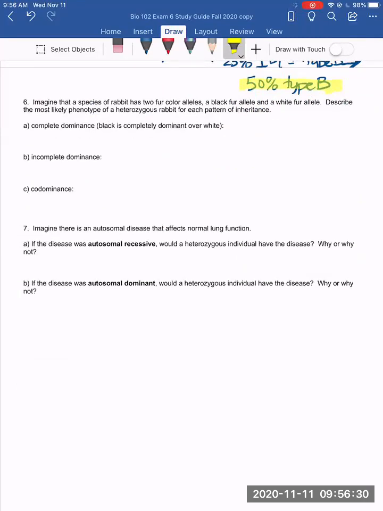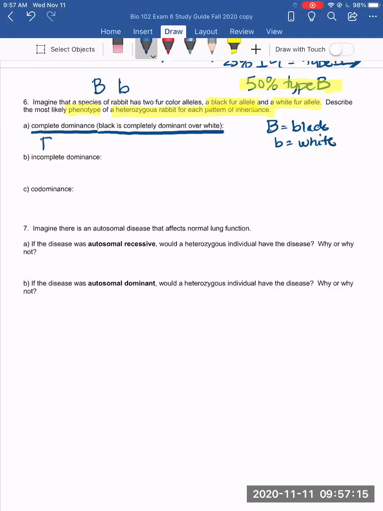Number six, imagine that a species of rabbit has two fur colors, black fur allele and a white fur allele. Describe the most likely phenotype of a heterozygous rabbit for each pattern of inheritance. Okay, so what that's meaning is if you're looking at the genotype, we're gonna have a big B and we're gonna have a little b, okay? If black is completely dominant over white, that means big B is black and little b is white. Okay, so that means complete dominance, heterozygous individual. That means that the heterozygous individual looks like the dominant allele. So this would be black rabbits. If black is completely dominant over white, a heterozygous individual is going to be black.